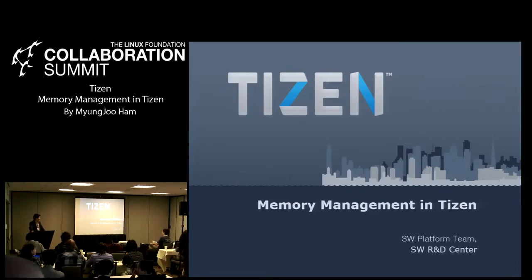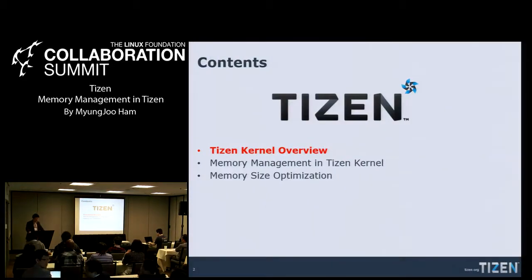So yeah, this session I'm going to present the Tizen memory management, especially in the kernel space. It consists of three sections. The first one is the Tizen kernel overview. The second one is memory management in the Tizen kernel, so it's mainly about the memory management interfaces between user space and the Tizen kernel. Basically, it's just a Linux kernel. And the third one is the memory size optimization techniques we have used in our Tizen reference kernel.